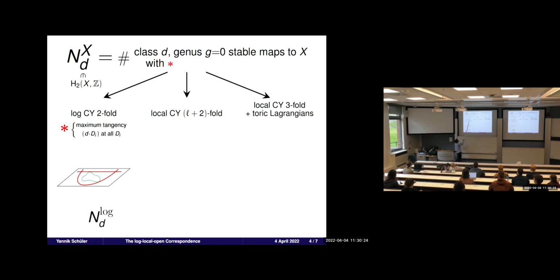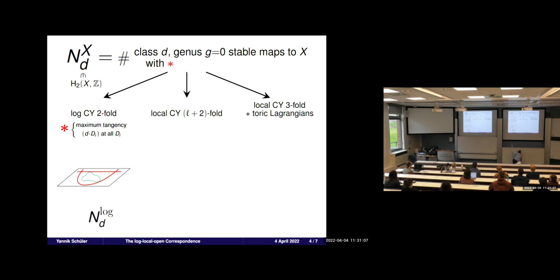So here for the log Calabi-Yau twofold, we have this information of the divisors, and now the curves we want to count are those which meet each component in exactly one point, and in this point they must have maximum tangency. So if we have a curve of class D, the maximum tangency with an irreducible component D_i must be the intersection product. So that's the maximum we can obtain.